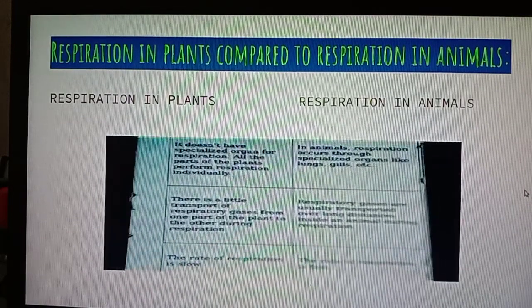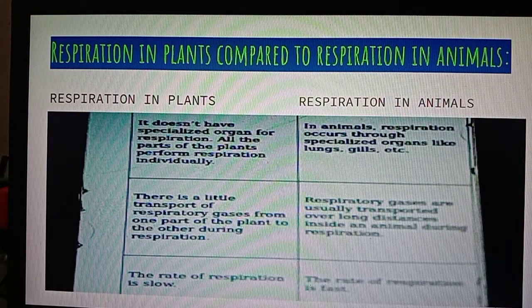Now, respiration in plants compared to respiration in animals. Respiration in plants does not have specialized organs. All the parts of the plant perform respiration individually. Now, in plants, respiration के लिए कोई एक ऑर्गन नहीं बना है. जितने भी प्लांट्स के पार्ट हैं वो खुद अपना रेस्पिरेशन करें. ओके. वेयर इज इन एनिमल्स, एक स्पेशल ऑर्गन होता है लंग्स इन एनिमल्स, गिल्स इन एक्वेटिक एनिमल्स. ठीक है. जो एक ऑर्गन होता है जो रेस्पिरेशन करता है और सारे जगह पे ऑक्सीजन पहुंचाता है.